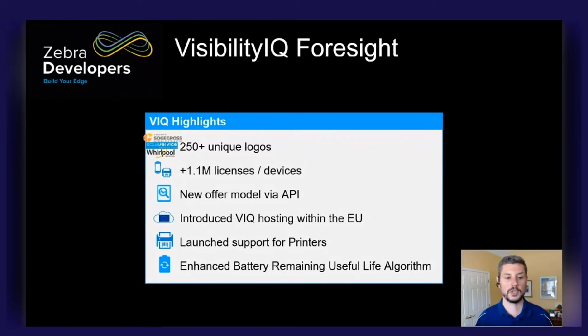Earlier this year, we launched support for printers. So these are the Link-OS printers, and I'm going to dive into that in a couple slides so we can talk through what that means. What can you do with the printers as well as the mobile computers?